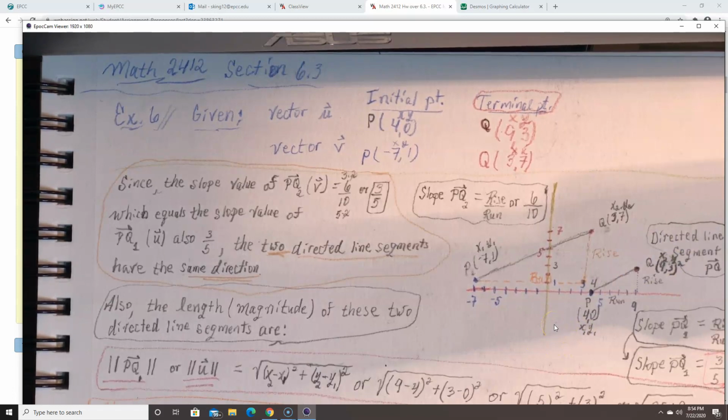So we have directed line segment PQ, which, because it's directed, means it's a vector. A vector is a line segment that has direction. Yeah, they're sort of interchangeable. Okay.